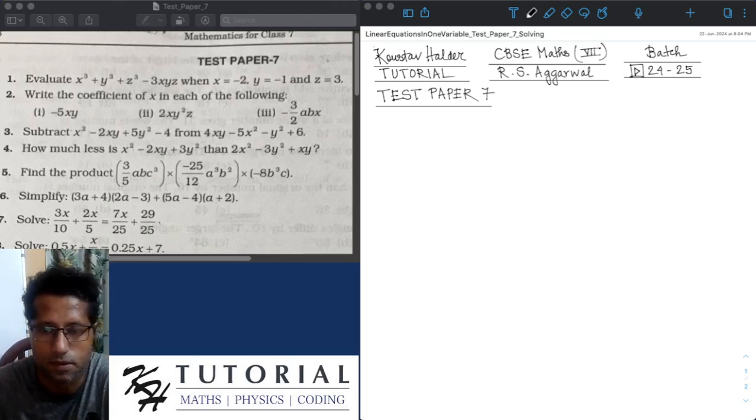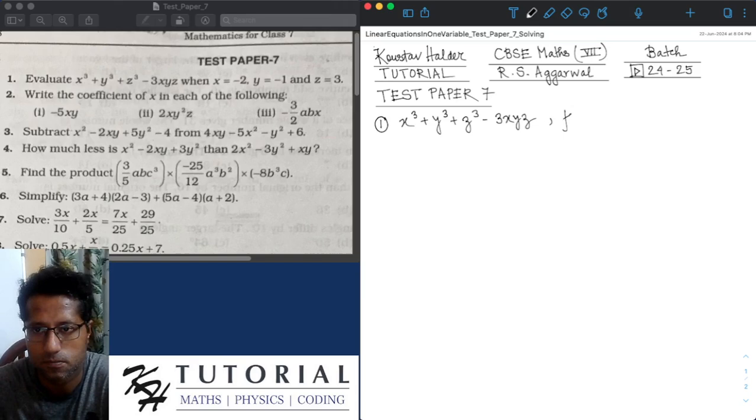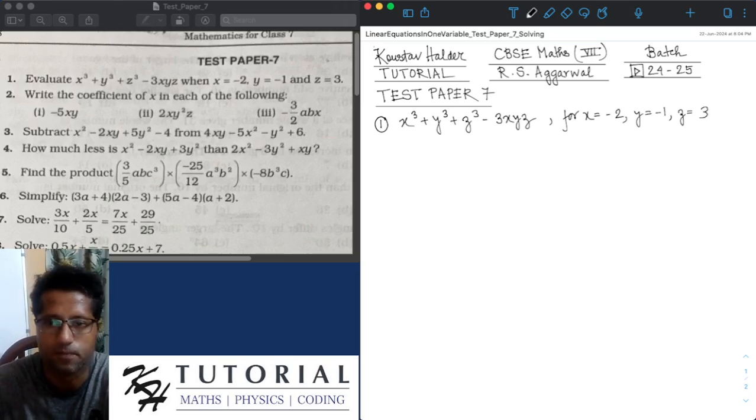The first problem says evaluate the algebraic expression x cube plus y cube plus z cube minus 3xyz. It is asking to evaluate this expression for x equals minus 2, y equals minus 1, and z equals 3.